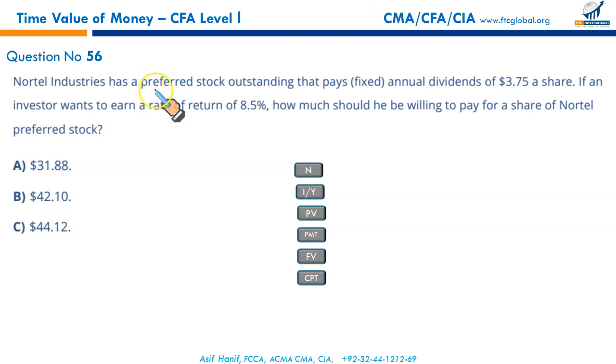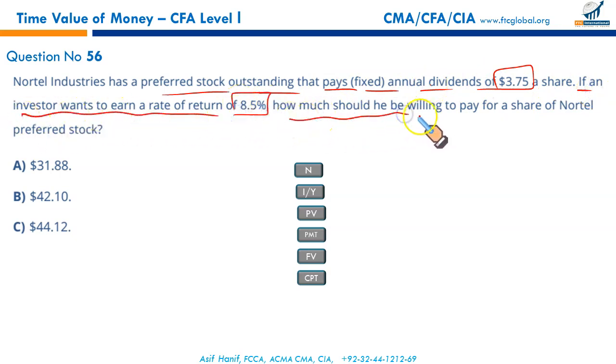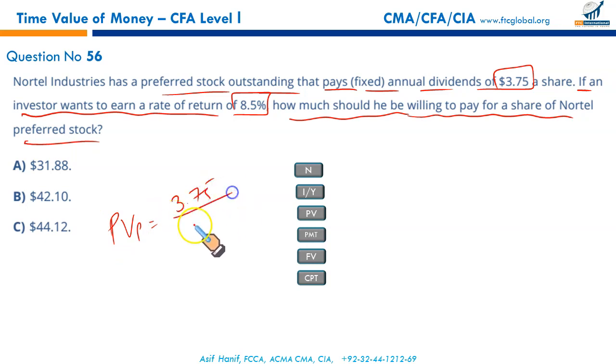Nautil Industry has preferred stock outstanding that pays a fixed annual dividend of this much. If an investor wants to earn 8.5%, how much should he be willing to pay for a share of Nautil preferred stock? You just have to calculate the present value of a perpetuity, the income or dividend you receive divided by the desired rate of return. Straightforward question, no twist involved. It's 44.12, that's C.